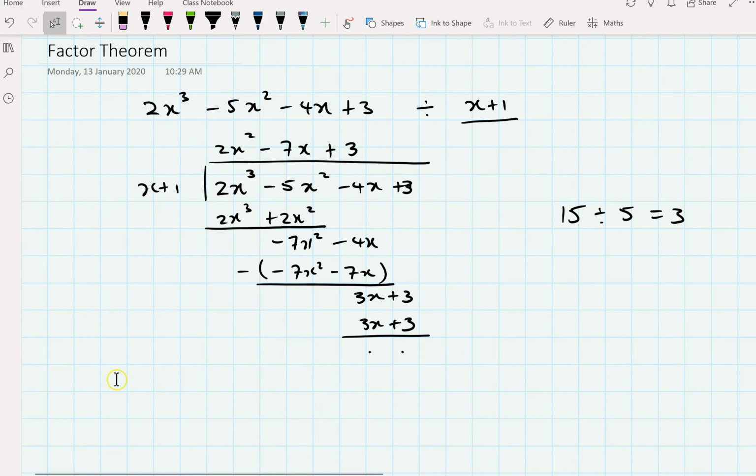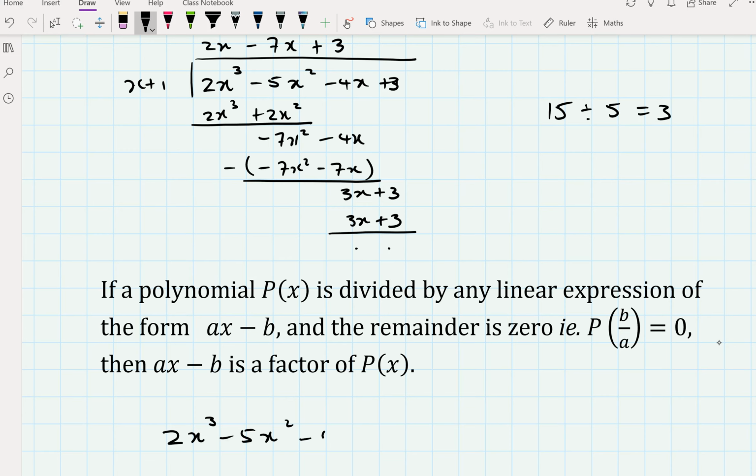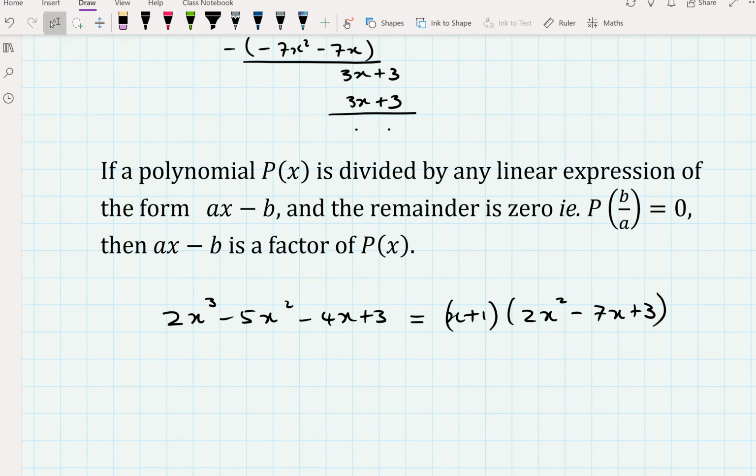If we go back to this example that we've got at the top over here, what we've been able to say so far is this. We can say 2x cubed minus 5x squared minus 4x plus 3 is equal to x plus 1 multiplied by 2x squared minus 7x plus 3. So we've factorized the expression over here. In fact, I can take this further.